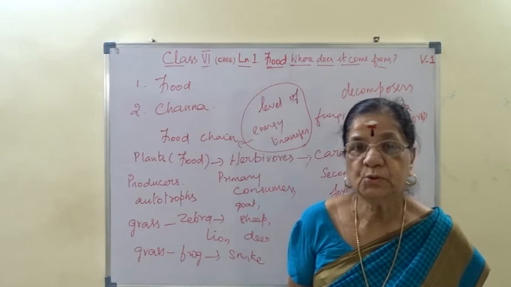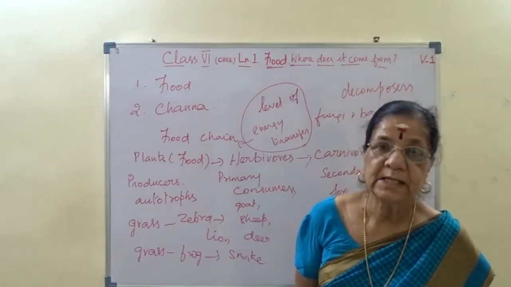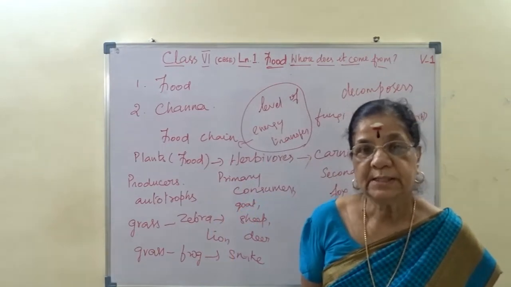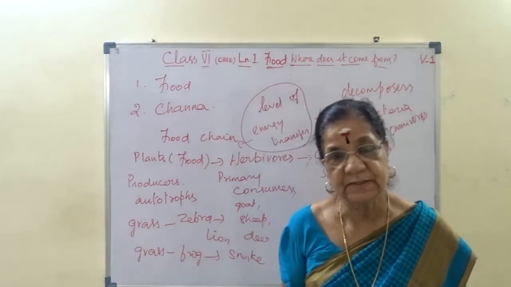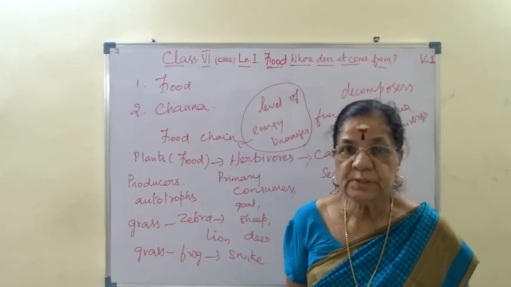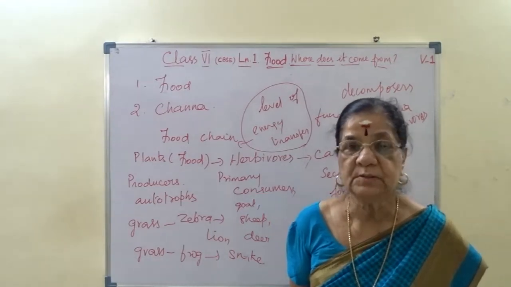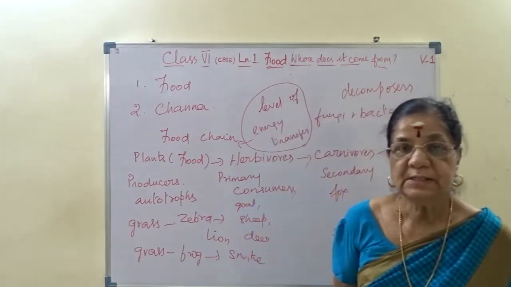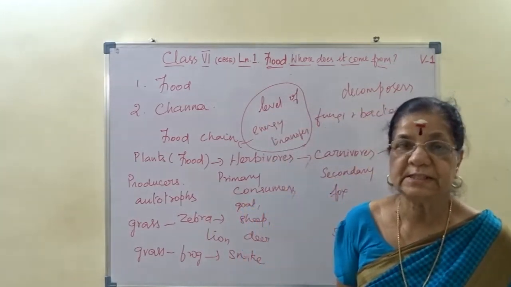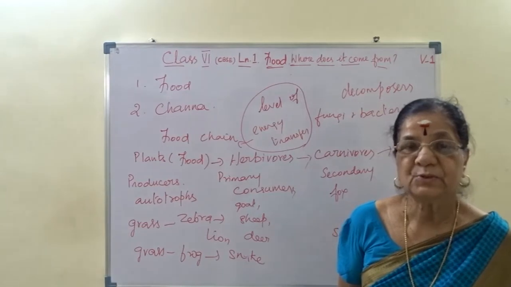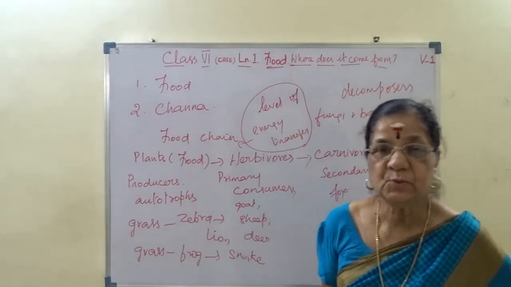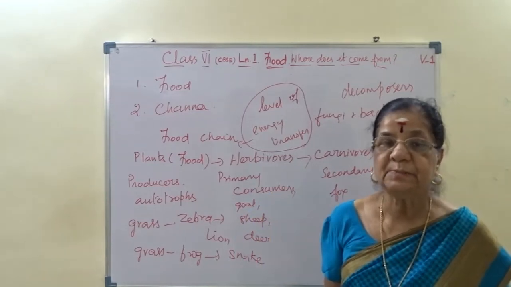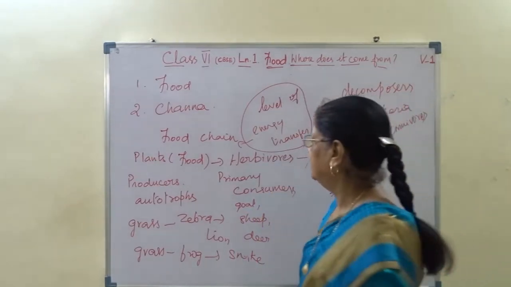Humans who take plants and plant sources of food alone are called vegetarians. Humans who take both animal and plant sources are called non-vegetarian people. This is one creative question. Then another one is perishable and non-perishable food.